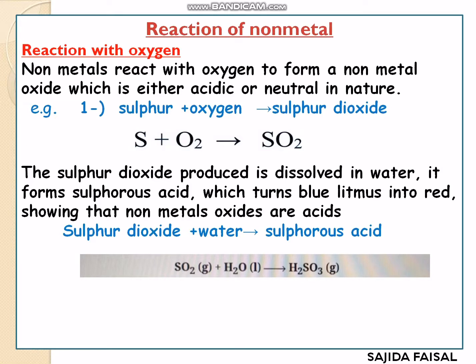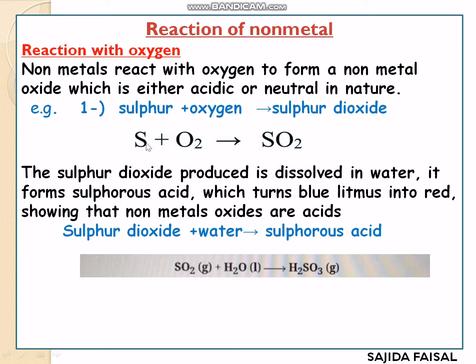Reaction of metals we finished. In that we learned reaction with oxygen, reaction with water, reaction with acid, reaction with base, and displacement reaction. These 5 reactions we learned in the chemical properties of metals. The next one, reaction of non-metals in chemical properties, that means reaction with oxygen. Non-metals react with oxygen to form a non-metal oxide.